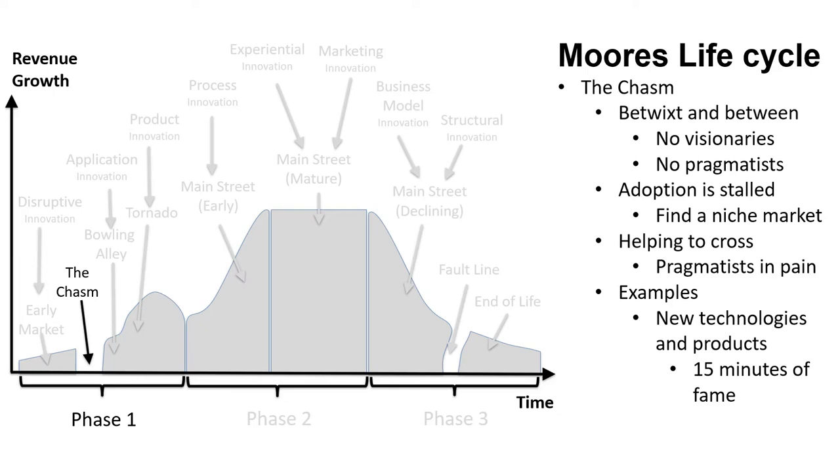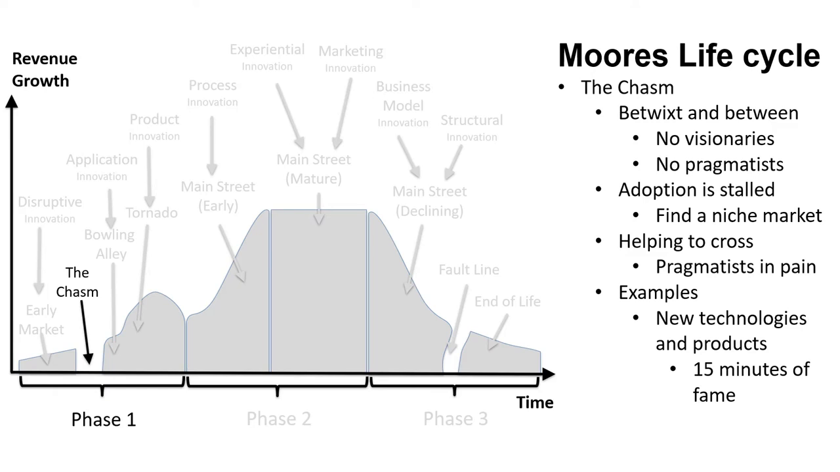Stage 2, the chasm. The technology is caught betwixt and between. Visionaries are no longer making big bets on it because it has been in the marketplace for some time and has lost its novelty. But its acceptance isn't widespread enough to convince pragmatists that it would be a safe purchase. Adoption is stalled, and typically the only way to move forward is to target a niche market that suffers a nasty problem for which the technology is the sole solution.